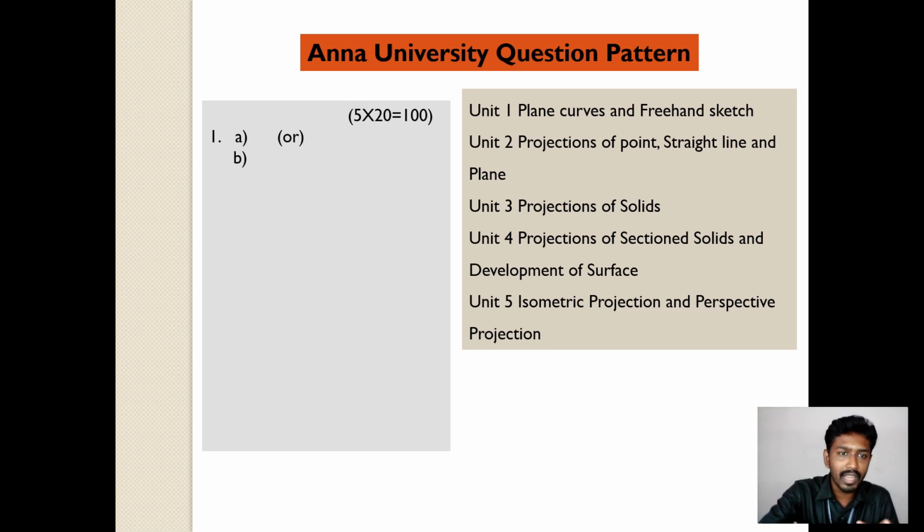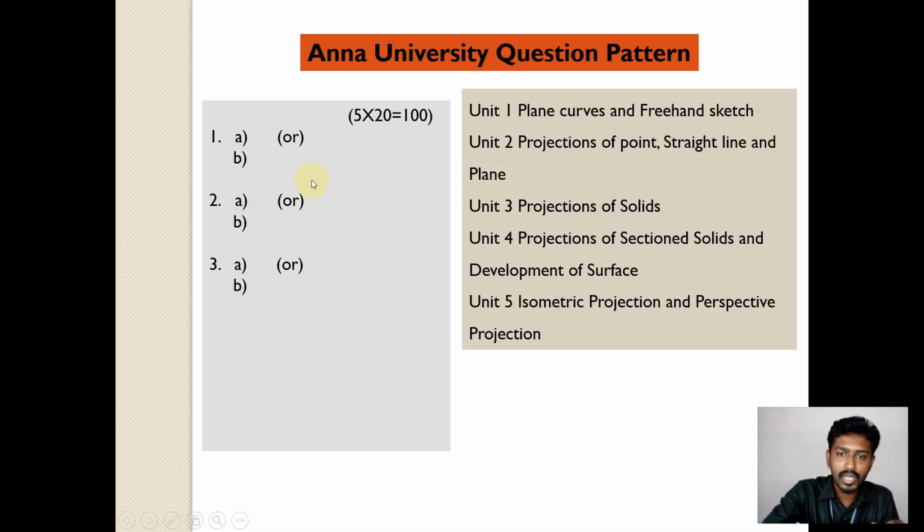And the question pattern will be like this. The first question belongs to unit 1. There we will have an either-or choice question, right? So mostly one of the questions will belong to plane curves and another question will belong to freehand sketch, right? And next, the second question will be asked from unit 2, projection of point, straight line and plane. One of the questions will be from projection of point and straight line, and the other question from the projection of plane.